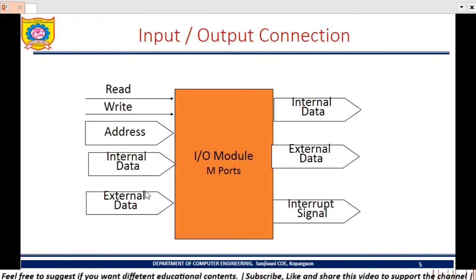Some internal data, some external data will be given as an input to the IO module. So here you can see M ports, so multiple ports are there. Each and every port has its own address, so that we know that from this port this kind of address has come. So this is an input port, this is an output port. You can define it. Once these inputs are given, they are separated as internal data, external data and interrupt signal. Again I am telling you what an interrupt is.